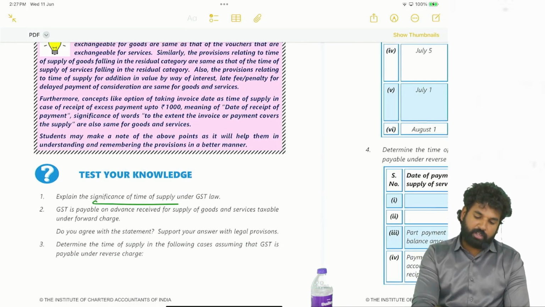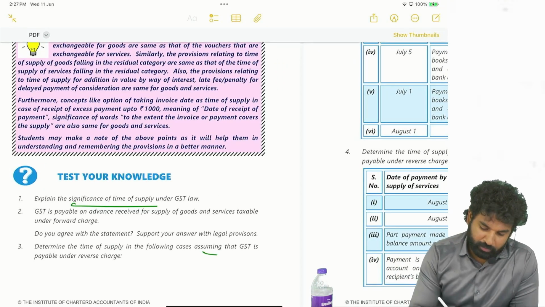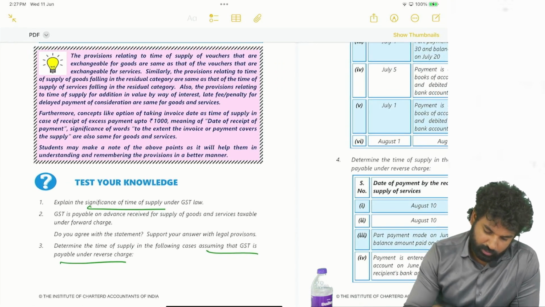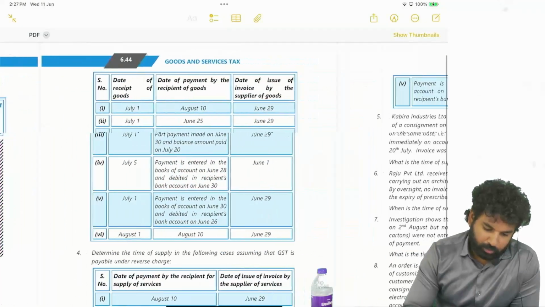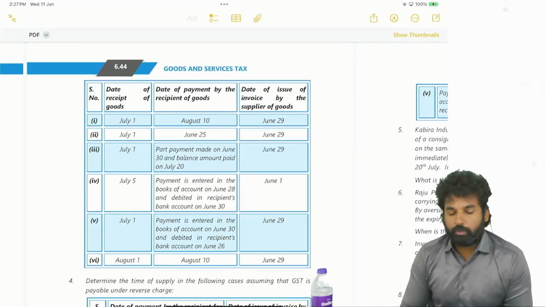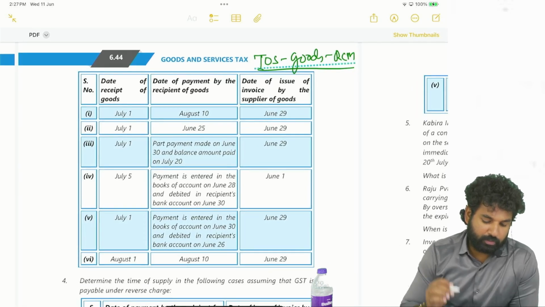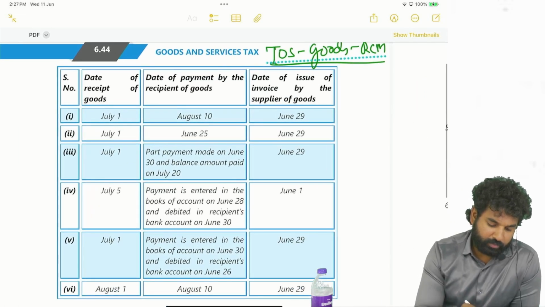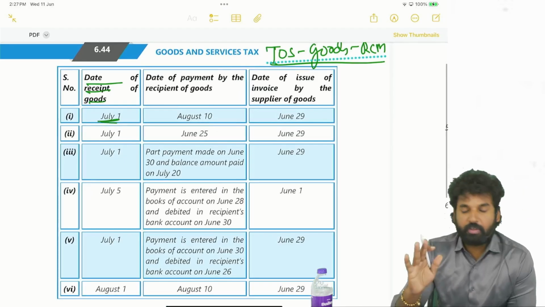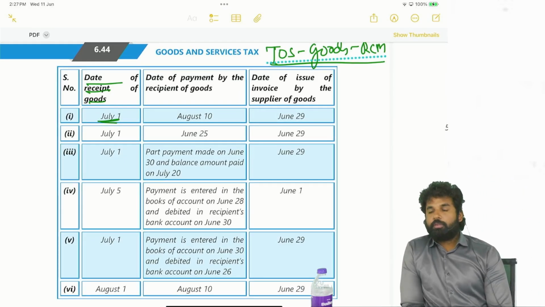Determine the time of supply in the following cases, assuming that GST is payable under reverse charge. So, time of supply of goods under the reverse charge mechanism. The date of receipt of goods is 1st July. First of all, tell me, which section is applicable? Section 12(3) is applicable. Now tell me the provision.